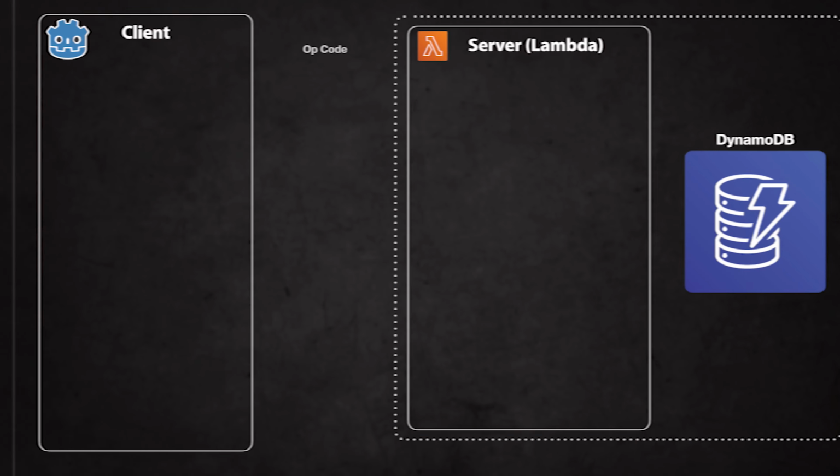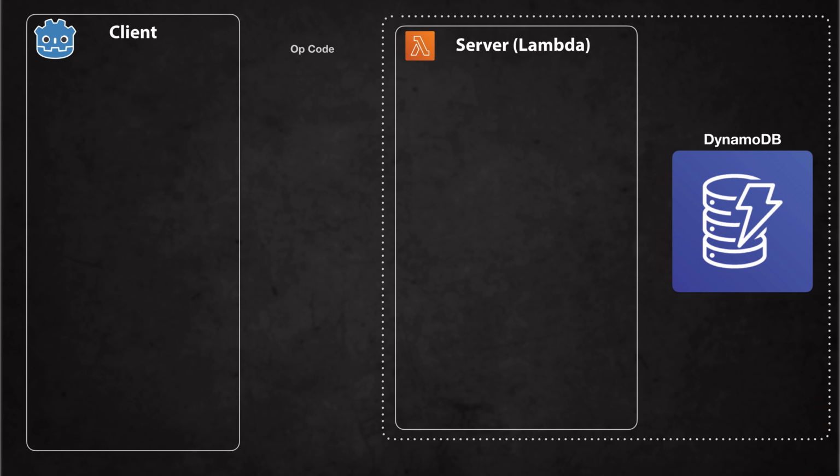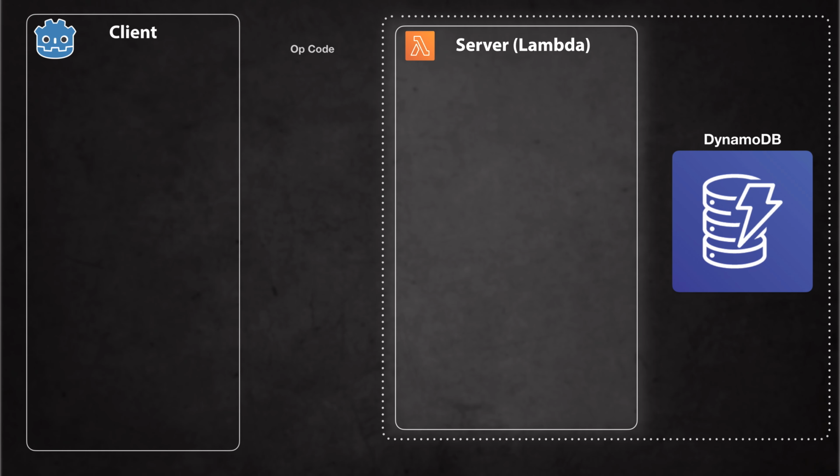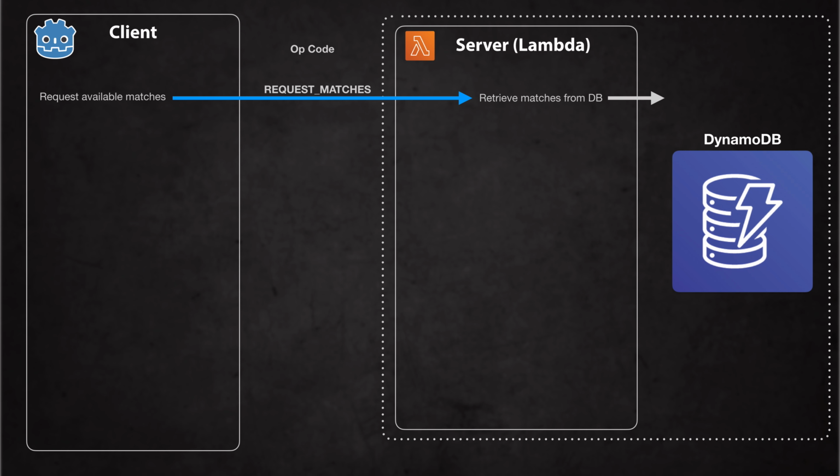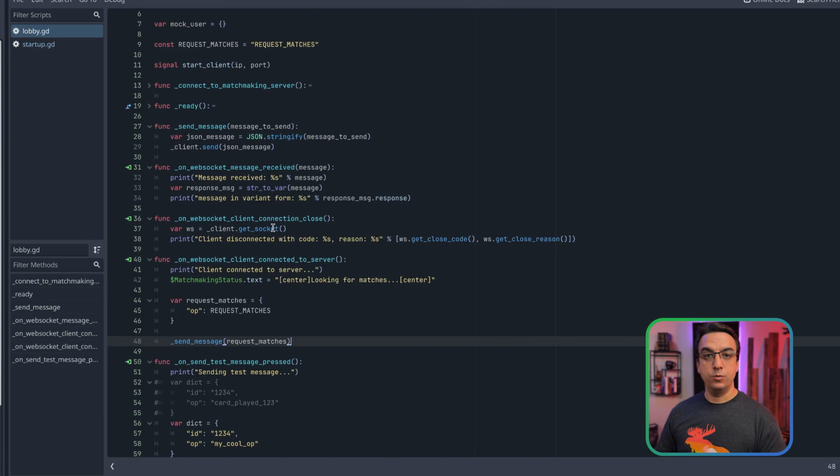So if we look at this diagram really quick, what we see here is a client side and a server side, and the server side is our lambda function. So when that matchmaker screen loads, we make a request with opcode request matches, and then the lambda function will get those matches from the database, and then it's going to return those matches in a list. So what we need to be able to do is process those messages back from the server. So let's look at how to do that.